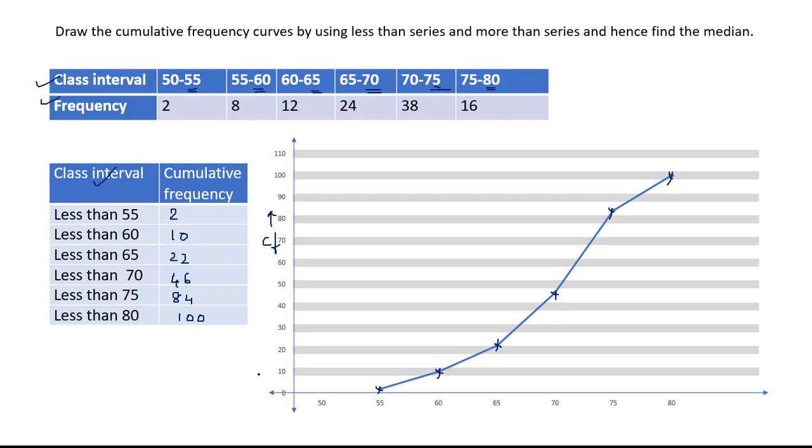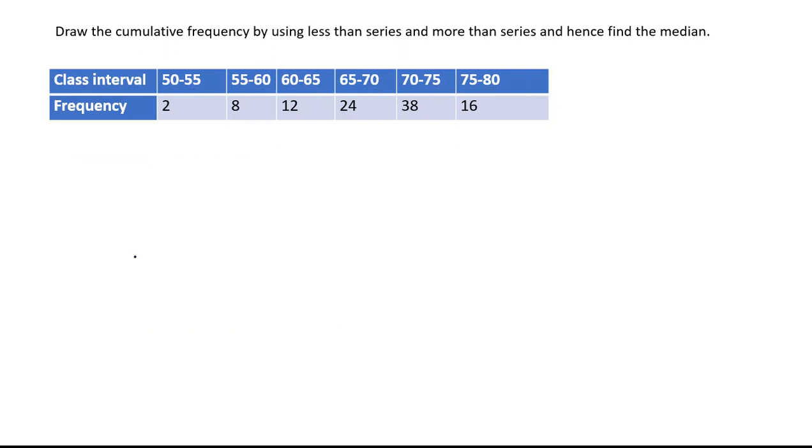Now that we have plotted the points, we need to join it with a smooth curve like it's already shown here. Now on the same graph we are going to plot the more than type ogive. Let us now draw the cumulative frequency for more than series. So now here we look at the lower class limits, that is 50, 55, 60, 65, 70, 75.